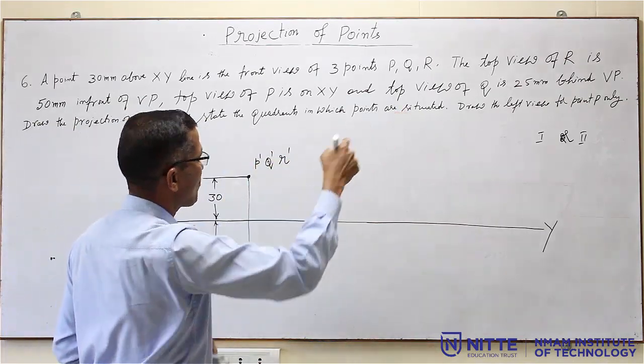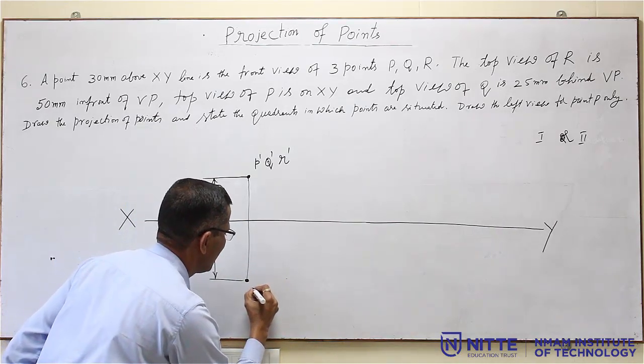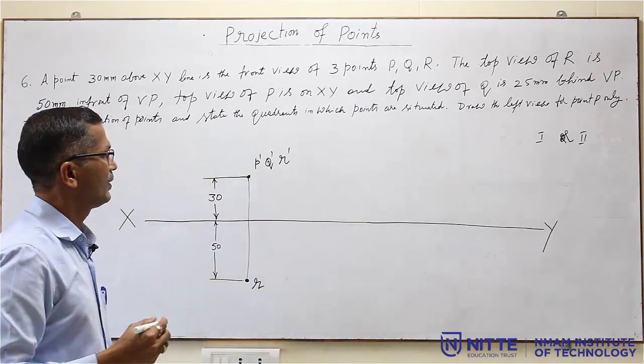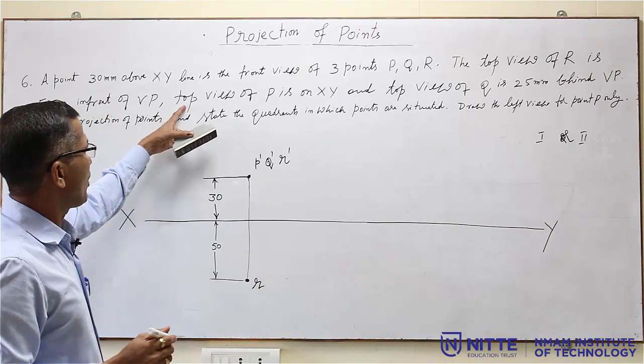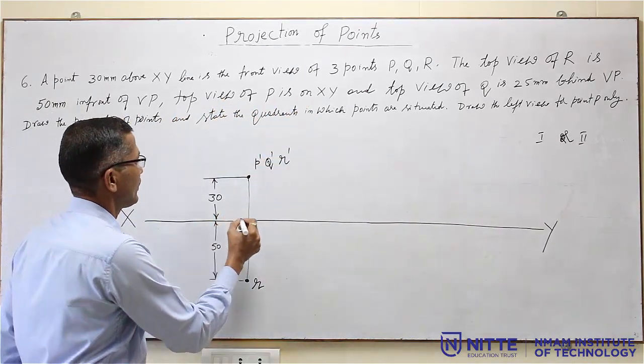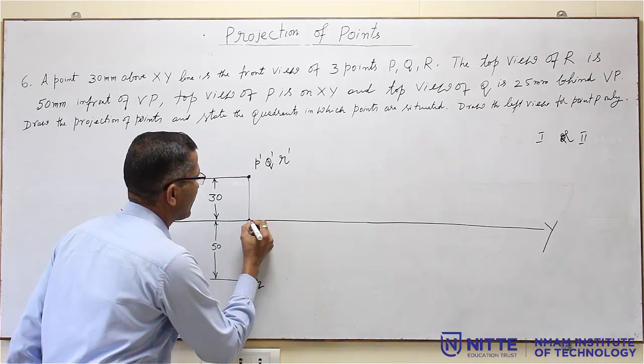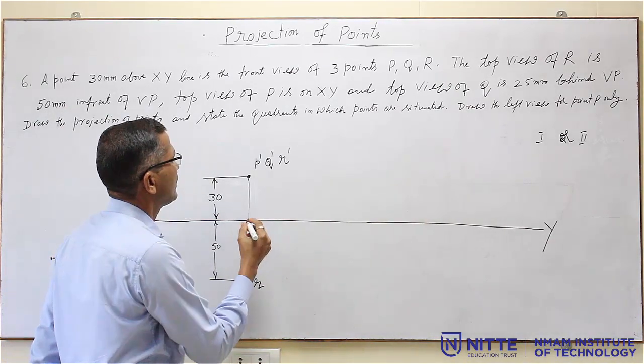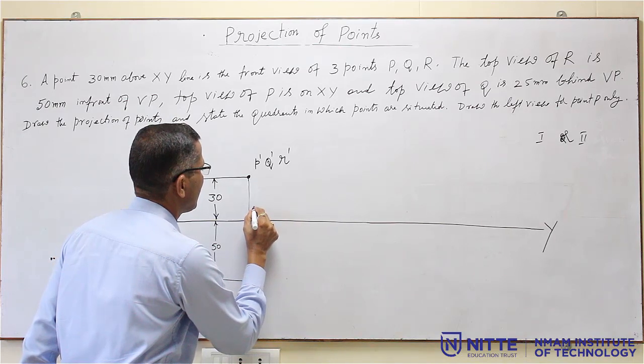It is the top view of R, that means this is R. Then the top view of P is on the xy line. So, directly it is on the xy line here. So, I will call this P.